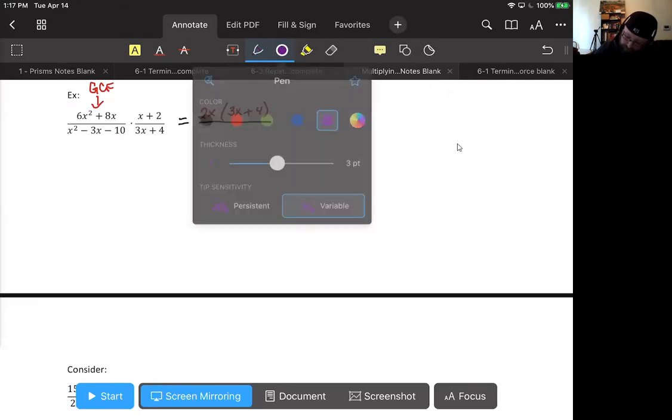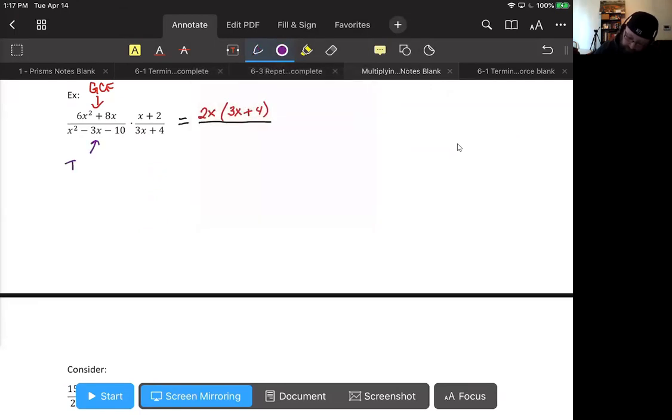On the bottom, we have basic trinomial factoring, a equal to 1. So we're looking for numbers that multiply to -10 and add to -3. That would be -5 and +2. So that factors into x minus 5 and x plus 2.